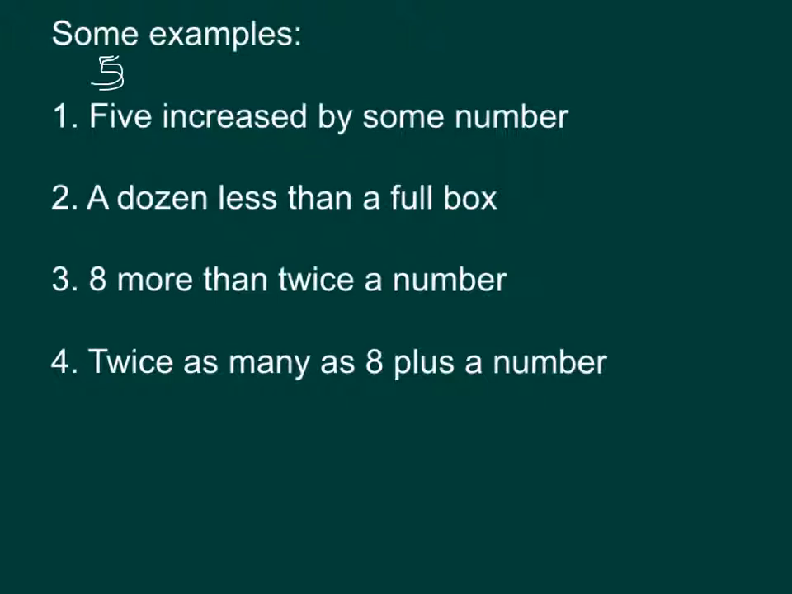Increased by, okay, we should know that to be addition. And some number, we don't know what the number is, so we're going to give it the variable n. Hopefully your n doesn't look like an h like mine. So this is a pretty easy one. 5 plus n. And now this is just an expression, so there's no equal sign, and so we're done.